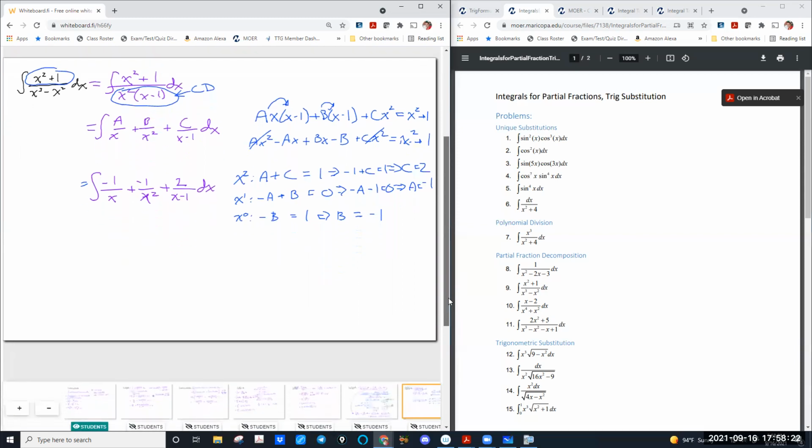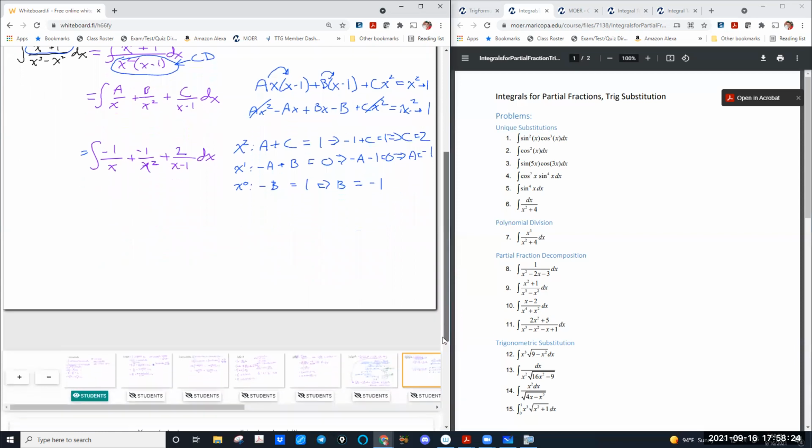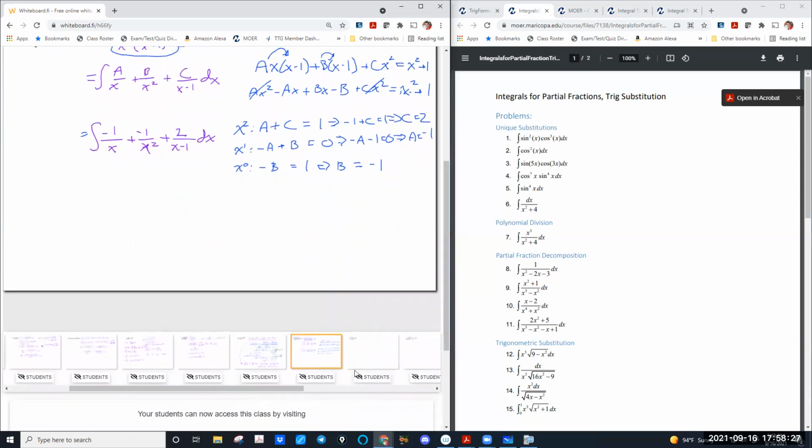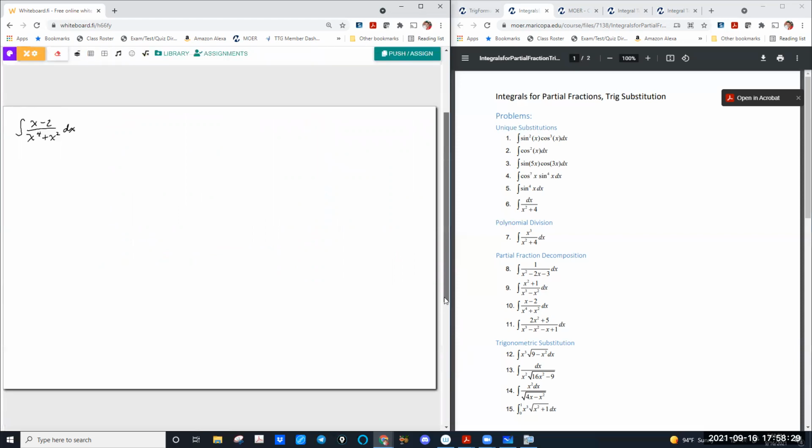I'm not going to finish that one because I want to go on to the next one, because something interesting and different happens in the next one, which is an irreducible quadratic. What does that mean? We factor the denominator, x squared times x squared plus 1 dx. This guy is an irreducible quadratic. I cannot factor it any further, but it is a quadratic. So notice what I have: a repeated root here and an irreducible quadratic.